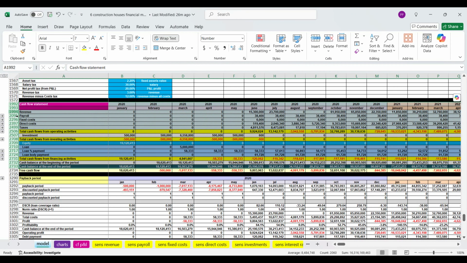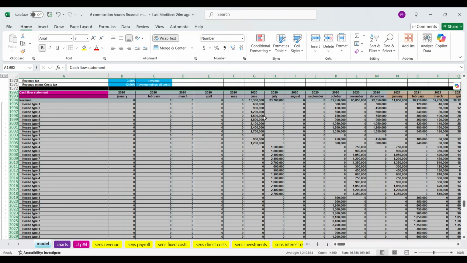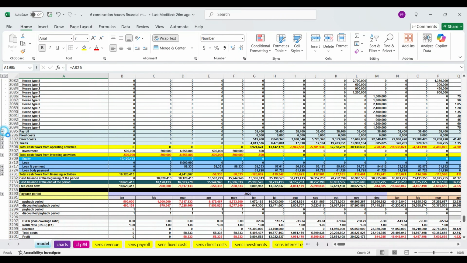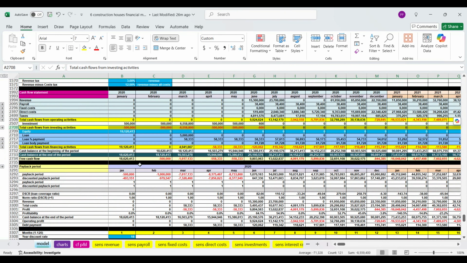Here it is. So these are the revenues. We can press the plus button and see the details for each type of house that we're going to build. We can hide it. So these are the revenues, payroll, fixed cost, direct cost, taxes, the result from operating activity, and financing activity. Here we can see how much financing is needed. So let's assume we have a $5 million loan plus we need $19 million of equity. This amount is being calculated automatically.